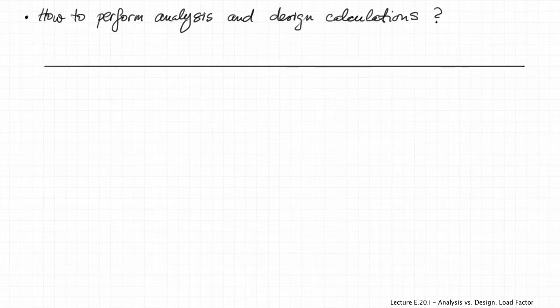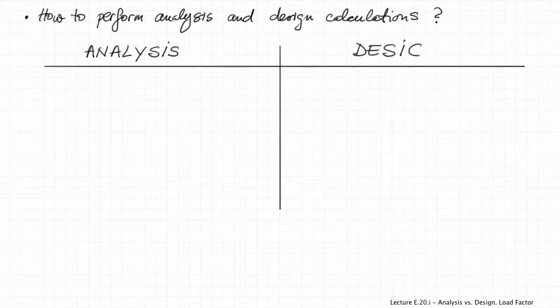So having said that, let's see how we can perform analysis and design calculations for members under axial tension, straight members under axial tension, like the members in a truss. So let's do another small table. On the left-hand side, we will talk about analysis. On the right-hand side, we will talk about design. And both methodologies are based on the formula that we've learned about stress. Stress equals the force divided by the area.